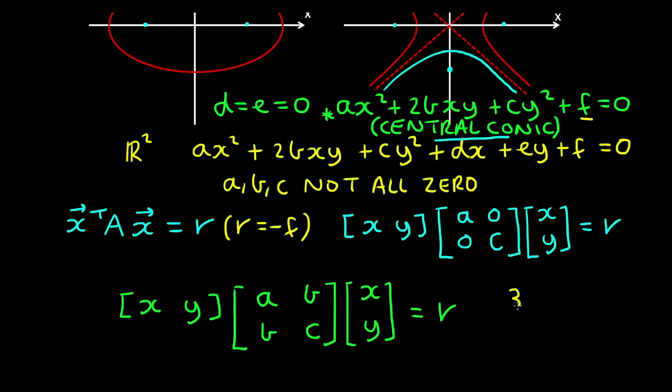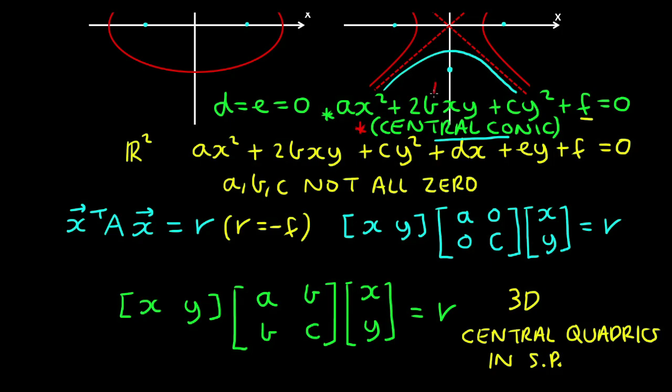And the 3D analogues to the central conics in standard position are central quadrics, in standard position. And now we'll look at a method for identifying what kind of central conic we're dealing with if it has cross terms. So it can be rotated. And this is best illustrated in an example.